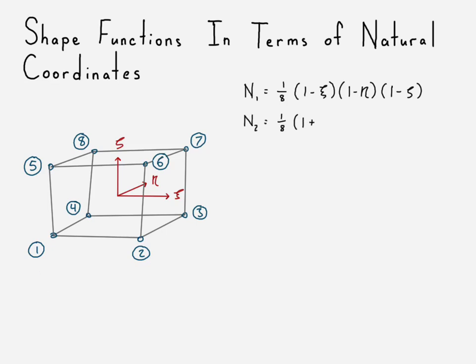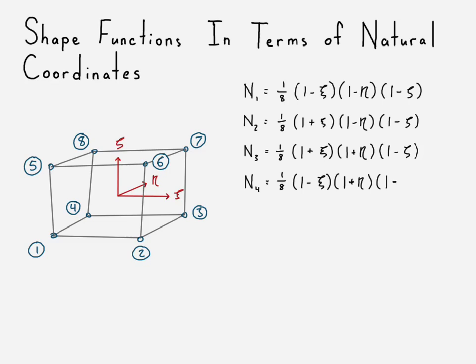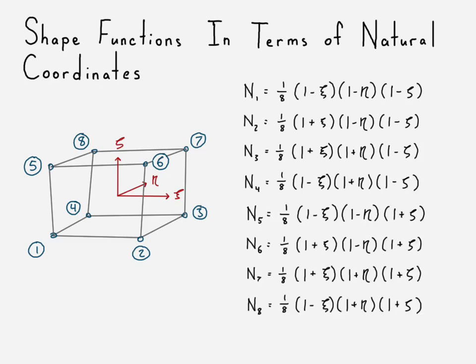Okay, so we have very similar forms for node 2, node 3, node 4, and we can go ahead and say that the shape functions for 5 through 8 are exactly the same as 1 through 4. The only difference is we have 1 plus zeta instead of 1 minus zeta.